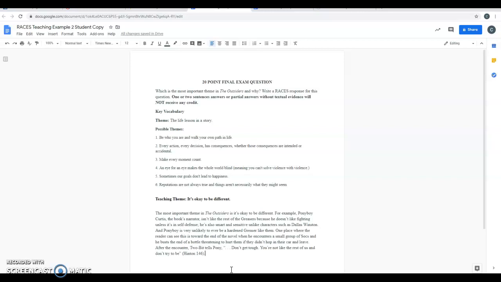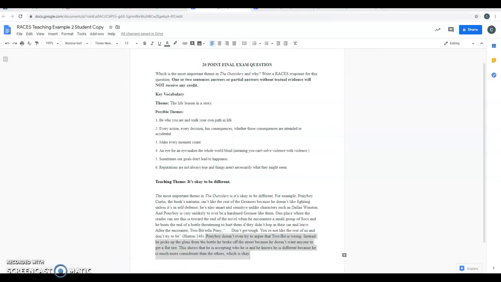Now, what does this show? How does it show that he's maybe not like the rest of the greasers? What happens after this point that gives us evidence? I want you to go back to page 146, find this quote, and then summarize what happens after this that shows that he is not a hardened greaser.